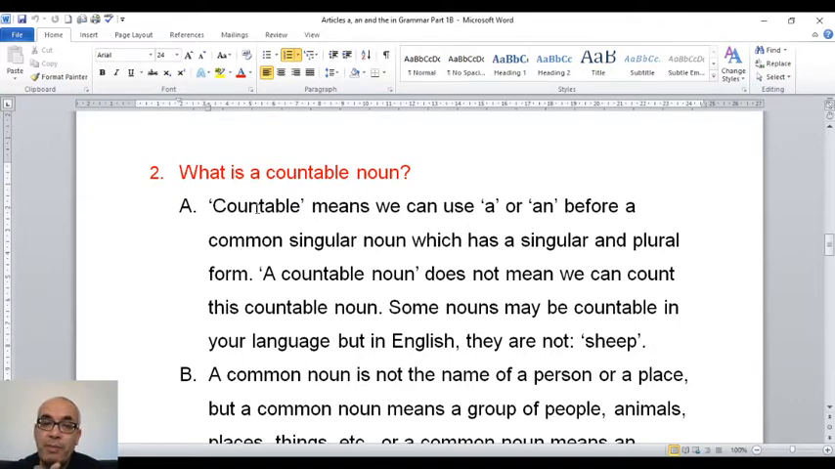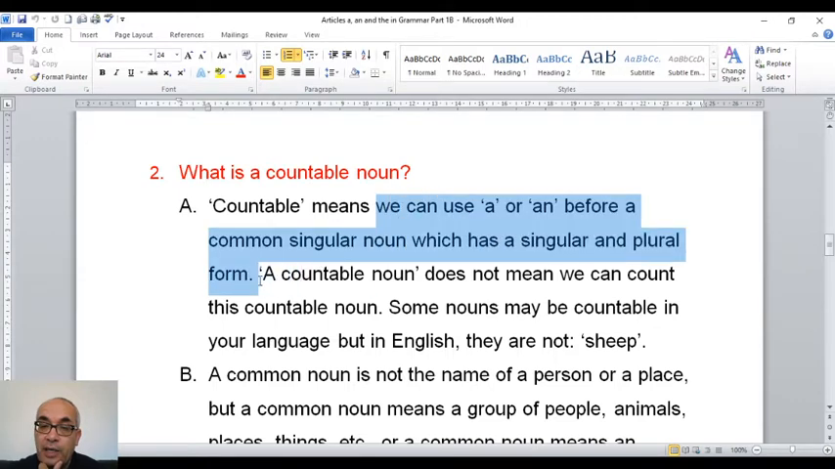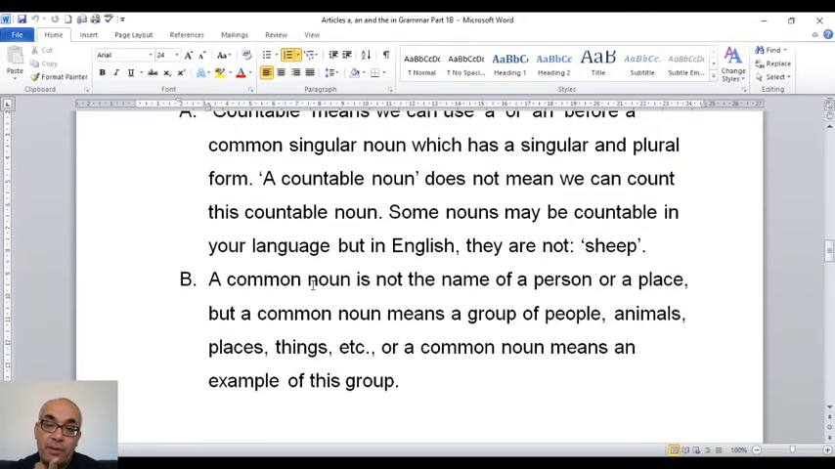But what is the meaning of a countable noun? This is the meaning of a countable noun. A countable noun is a common singular noun which has a singular and a plural form. So what is a common noun then? Singular, you understand, it means one. So what's a common noun?